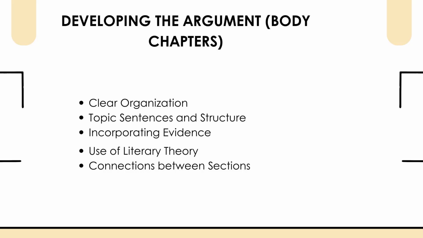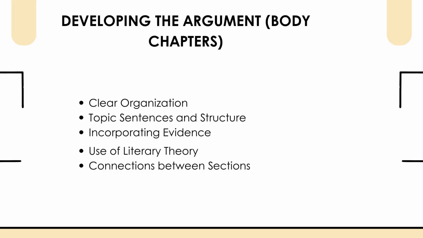Use of literary theories: if using literary theories, introduce them clearly. For example, if using Marxist theory, explain how it can be applied to understand class relations in a novel. Don't simply apply theory to a text without explaining how it illuminates specific aspects of the text.